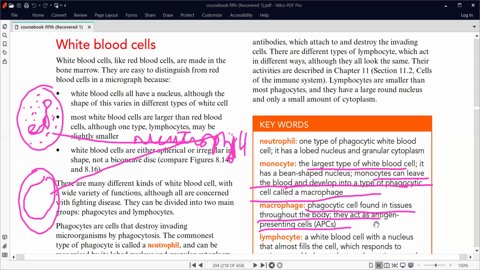Phagocyte cells are found in the tissues throughout the body. They act as antigen presenting cells as well. What is an antigen presenting cell? It means when they partially destroy the pathogen, they keep the pieces of this pathogen on their surface. And these surface proteins behave like an antigen, right? I told you, antigen means the surface protein which helps in the recognition of any cell. So when they are unable to completely destroy the pathogen, they keep certain pieces of this pathogen on their surface, and they become antigen presenting cells or APCs.